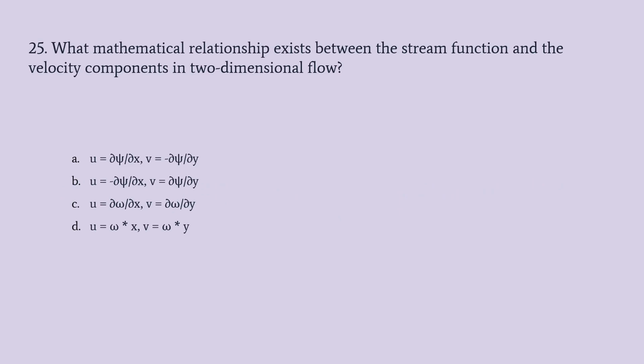Next one is from basic fluid mechanics. What is the mathematical relationship that exists between stream function and velocity components in two-dimensional flows? From the given list, which mathematical relationship is true? Option A, u is equal to dou psi by dou x, and v is equal to minus dou psi by dou y. Option B, u is equal to minus dou psi by dou x, and v is equal to dou psi by dou y. Option C, u is equal to dou omega by dou x, and v is equal to dou omega by dou y. Option D, u is equal to omega times x, v is equal to omega times y. This is a question from basic fluid mechanics, on the basic understanding of the stream function.